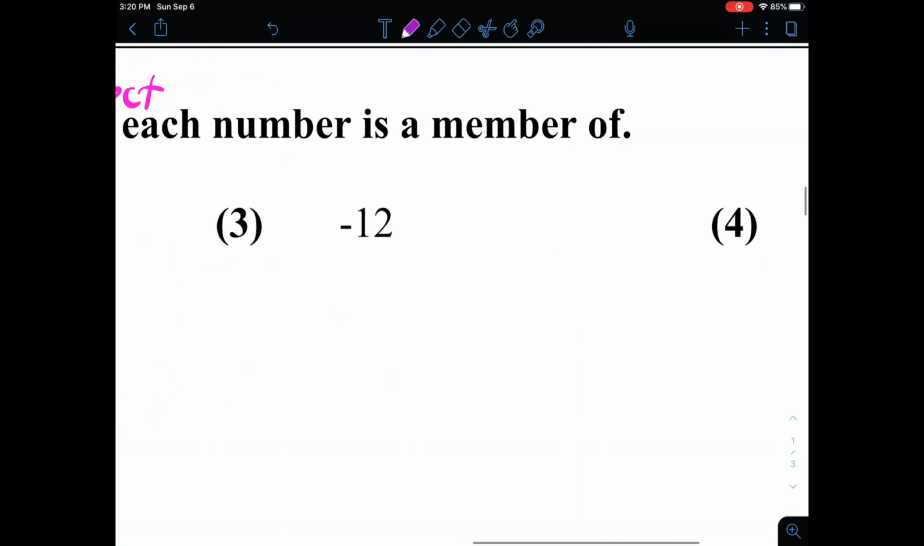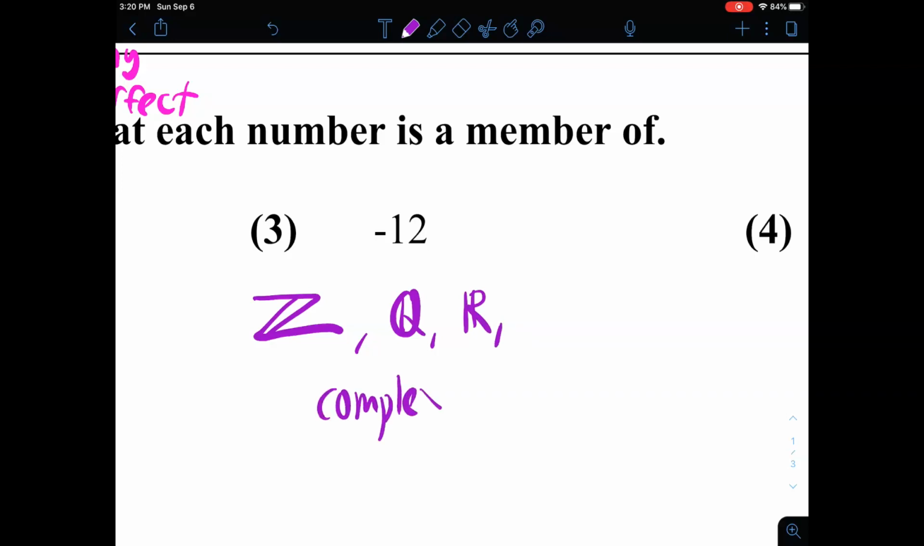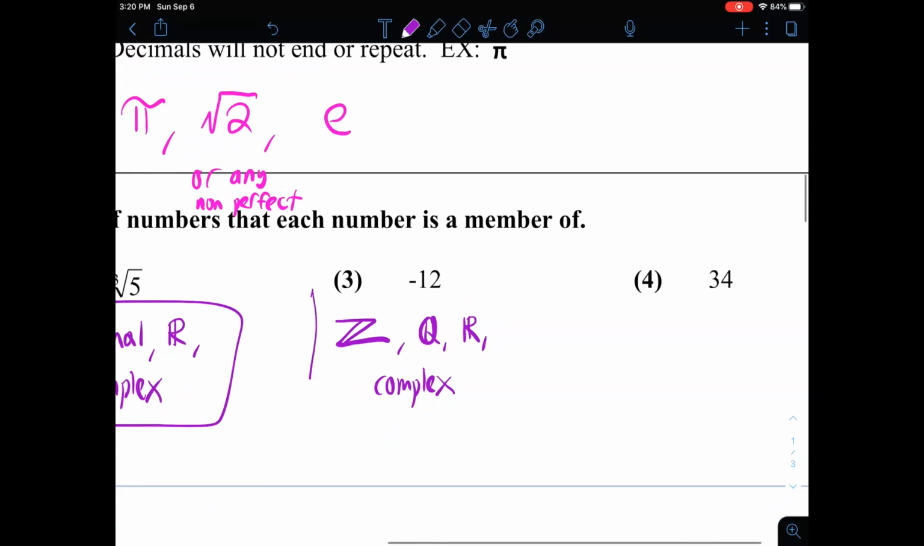Okay? -12, that is a negative whole number. So that's going to be an integer. It's going to be a rational number, a real number, and a complex number. But the most specific definition is an integer.